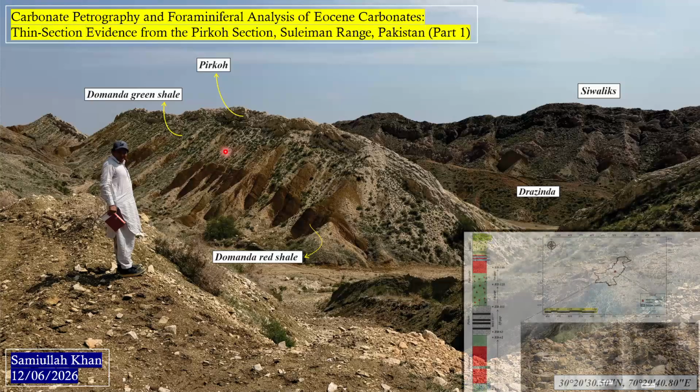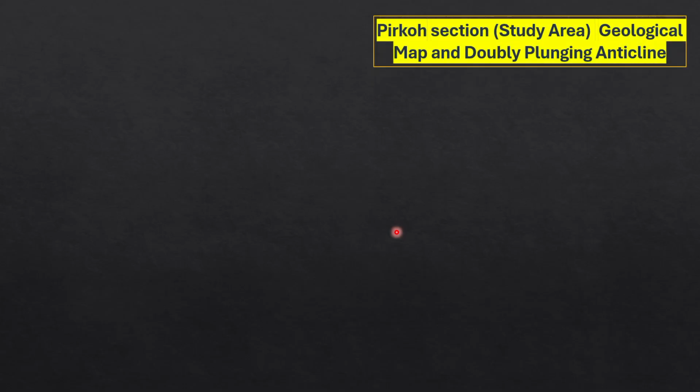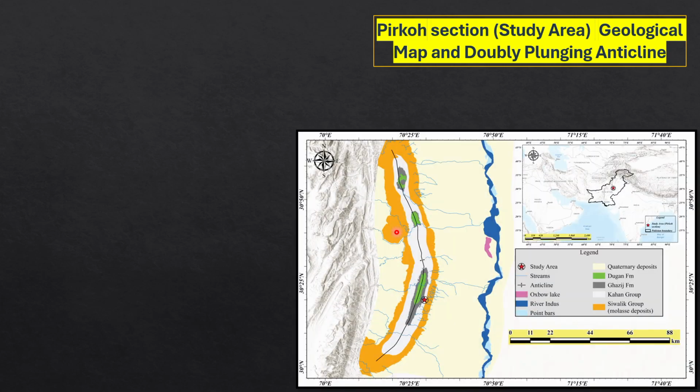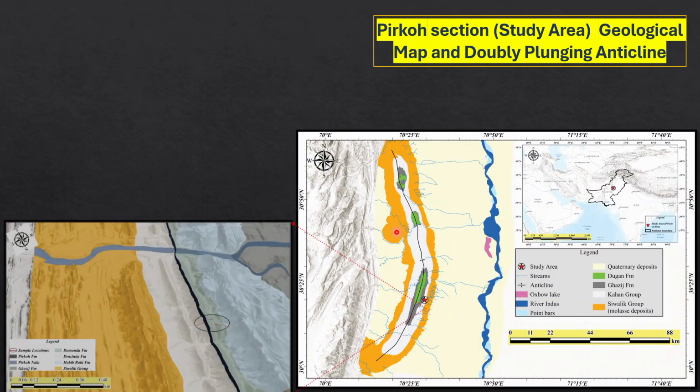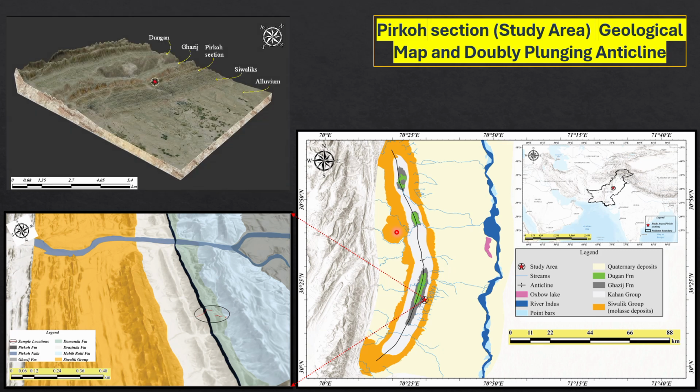So this is my study area, in which you can see the rock strata from younger to older: the Habibrahi, Dumanda, Pirkoh, Razinda to Siwalik rocks. My study area is located in a double plunging syncline, in which the Eocene rocks are exposed on the limb side, but in the center, or the hinge side, the Dungan Formation Paleocene rock is exposed. This is the 3D model of my study area.